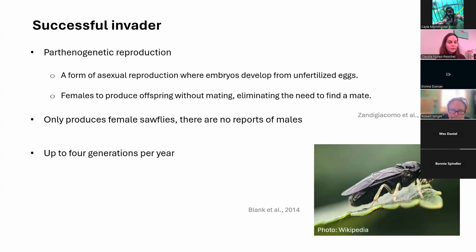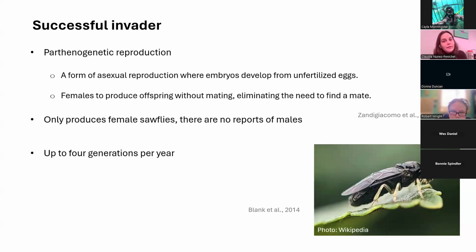helping them to reproduce faster is that they can produce up to 4 generations per year. That means they can go through the whole life cycle 4 times a year, and that's in the wild. There are some laboratory experiments in which they found that the species can have up to 7 generations per year, although in the wild only 4 generations have been reported so far.